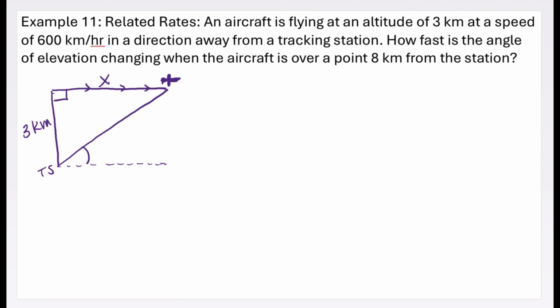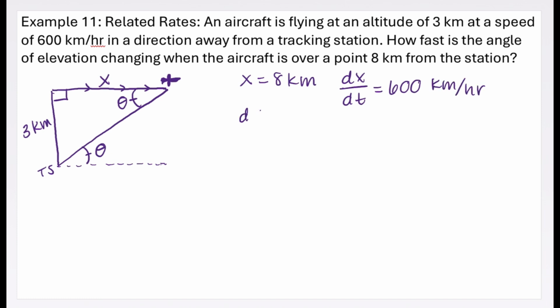Now, that means that x will also be 8 kilometers at that point. This is the angle of elevation, but it's going to also be equal to this angle, which is called the angle of depression. And I'm going to call that angle theta. So these two angles are going to be equal to each other. So if I figure out how fast the angle of depression is changing, I also figure out how fast the angle of elevation is changing. So x is 8 kilometers. dx/dt is going to be 600 kilometers per hour. And we're trying to find the rate of change of the angle, which is d theta/dt.